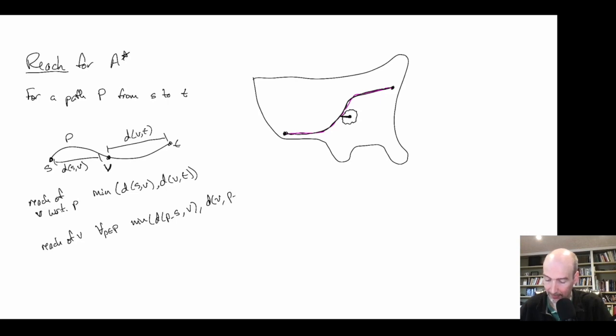To the path's T node. Okay. So what we're going to do is take the max over all of these, and what this is going to say is the minimum. So the reach of V is the maximum over all possible paths of the minimum distance either to the start or the goal. Okay. And so what this says is we think about all possible shortest paths.